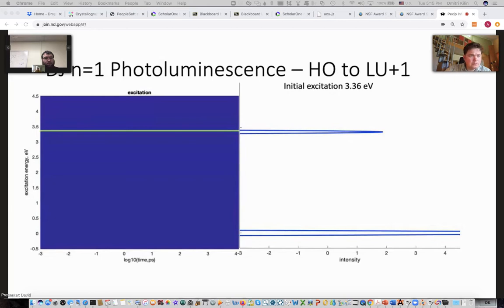And it should be noted that the intensity is on a logarithmic scale as well. So it's 10 to the power 2.